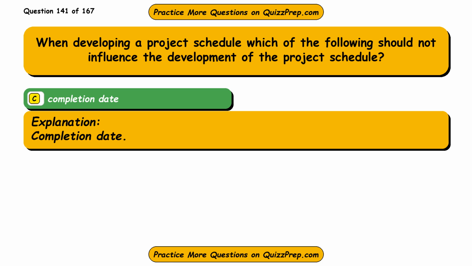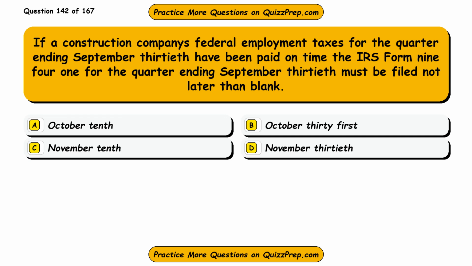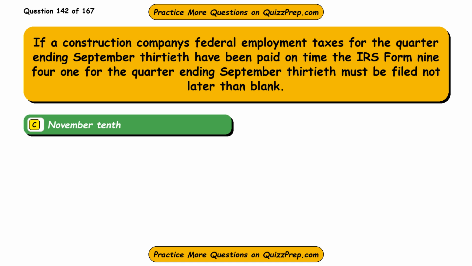Completion date. Question 142. If a construction company's federal employment taxes for the quarter ending September 30th have been paid on time, the IRS Form 941 for the quarter ending September 30th must be filed not later than blank. Option A, October 10th. Option B, October 31st. Option C, November 10th. Option D, November 30th. The correct answer is option C, November 10th.